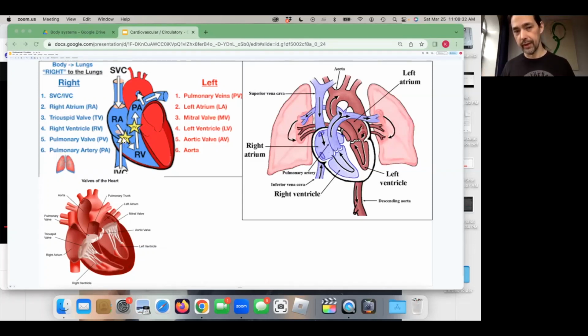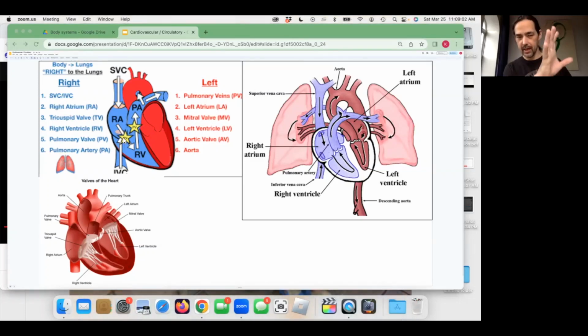Superior, inferior vena cava, right atrium. Right atrium, right ventricle. I'm sorry, right atrium, right ventricle, not left. Right ventricle, pulmonary artery, lungs. Lungs, pulmonary veins, left atrium. Left atrium, left ventricle, aorta.